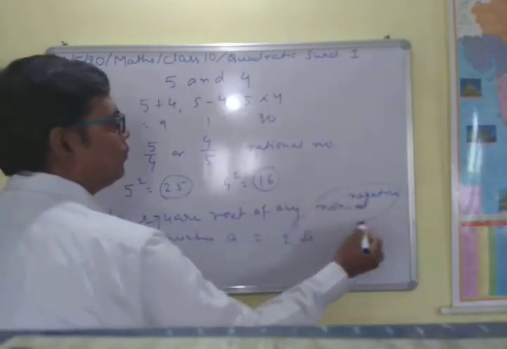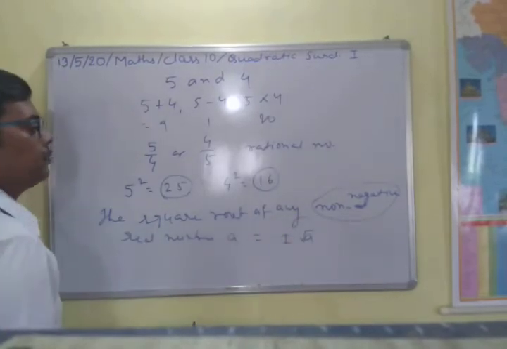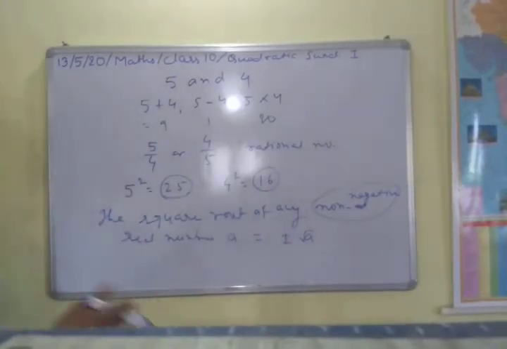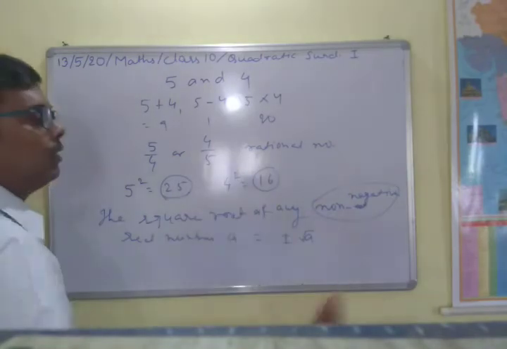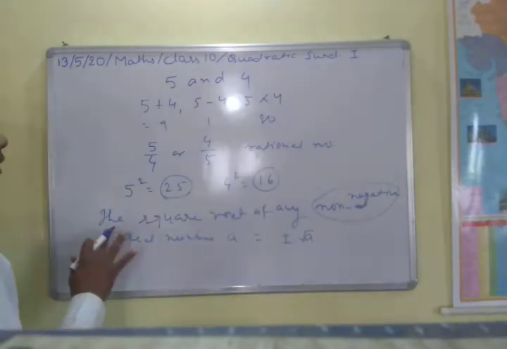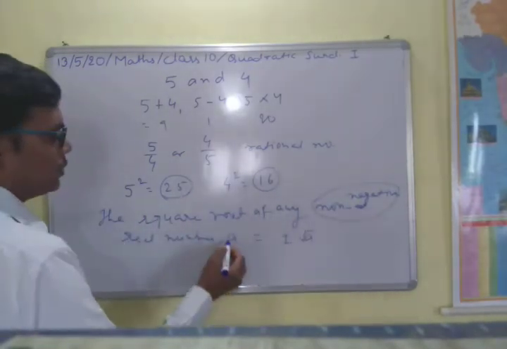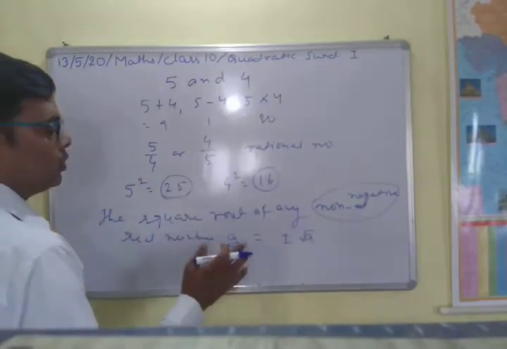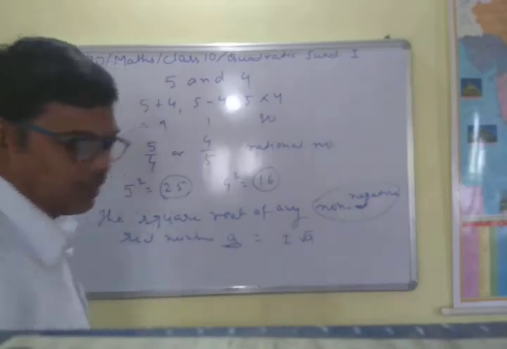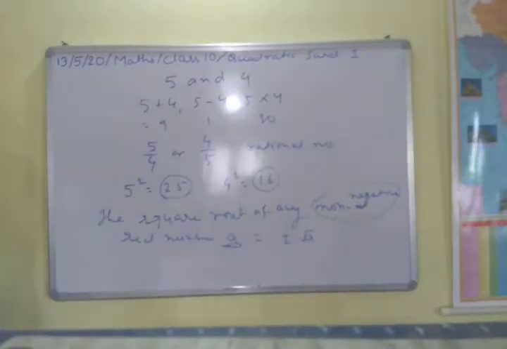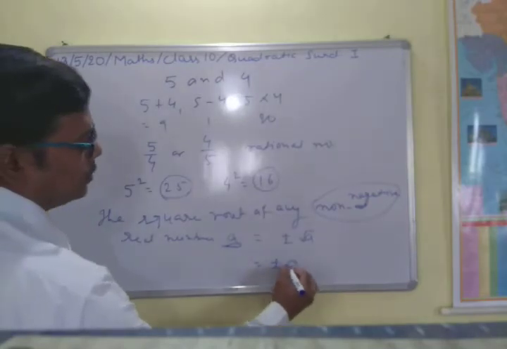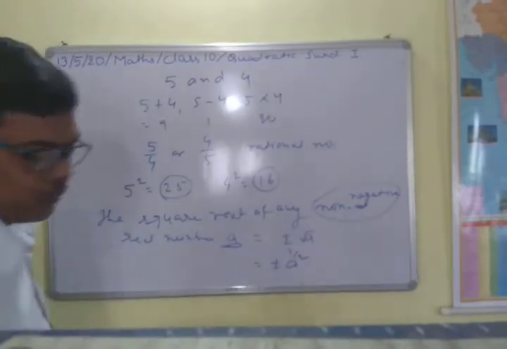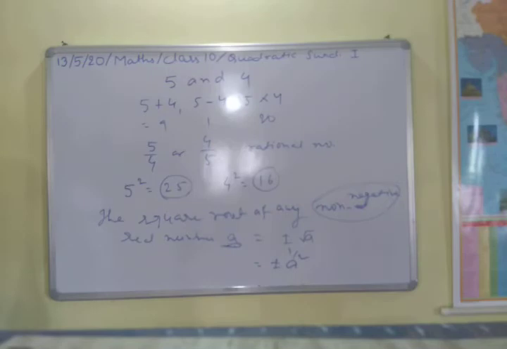Non-negative means the numbers which are not negative, so it may be 0 or any positive real number. So for a non-negative real number a, the square root of a will be equal to plus minus root a. We write this plus minus root a, or simply plus minus a to the power 1 by 2. And why do we write this?